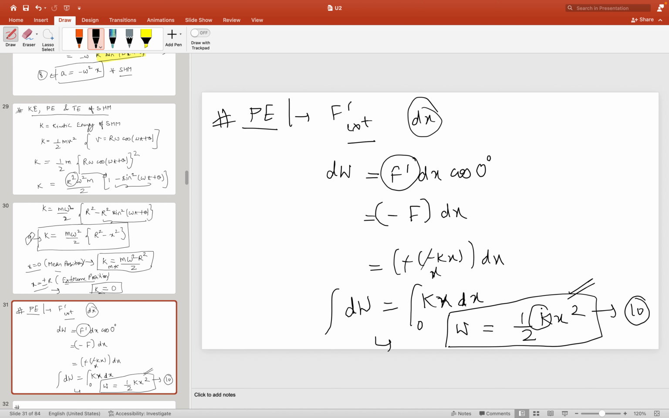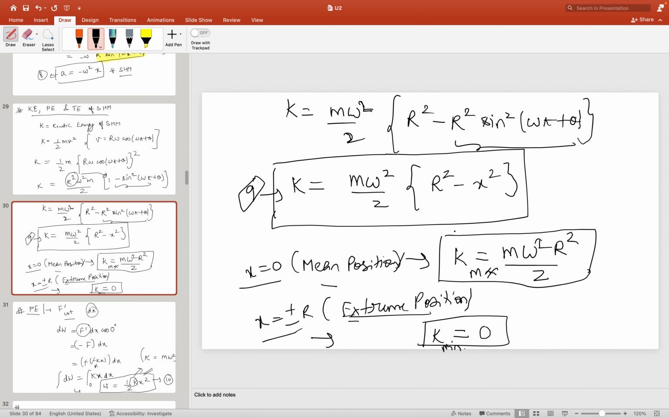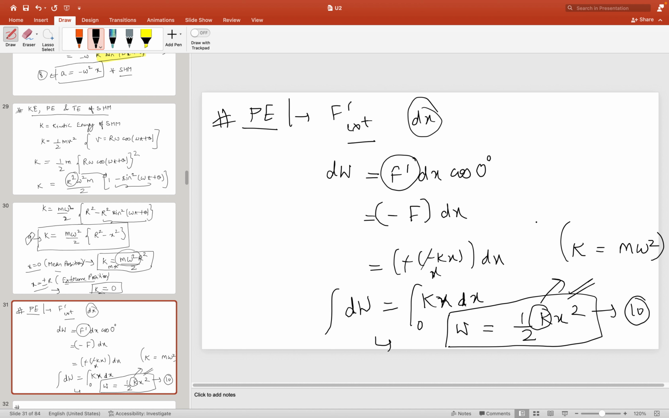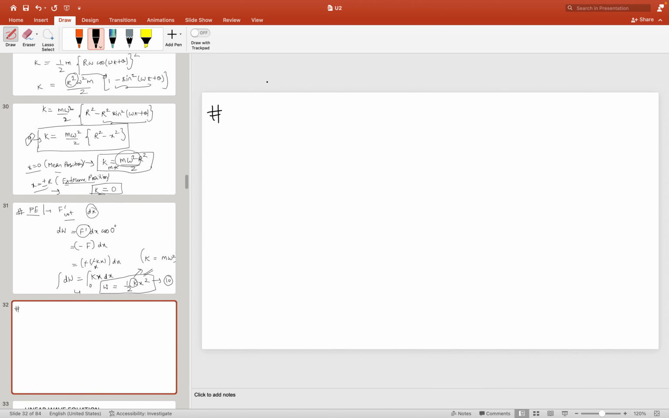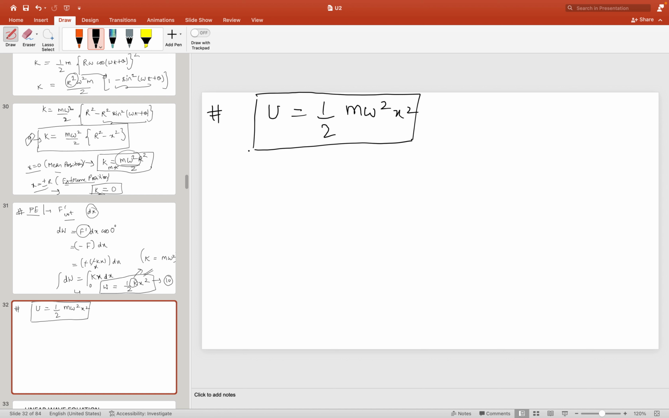Now we can represent this k in terms of m and omega. K is actually equal to m omega square. So let's put it so that we can have all, because kinetic energy we also took in m omega square. So let us convert this potential energy also in m omega square terms. So it can be simply written as potential energy U is equal to half kx square, and on putting the value of k, what will it be? Half m omega square x square. Now class, tell me how the potential energy is going to behave at the mean position and the extreme position. Mean means x equal to 0.